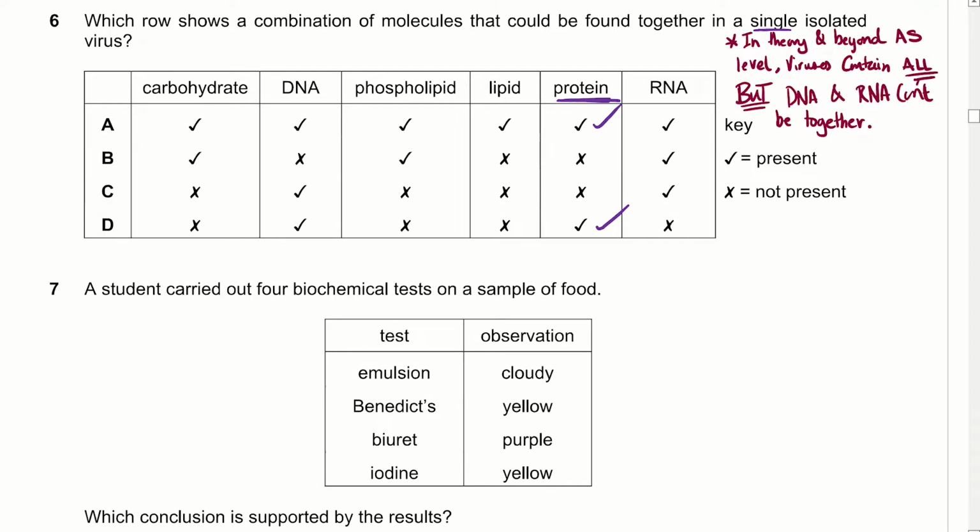Now let's zoom in further into A and D. Here in A, both DNA and RNA are present in the same virus. This cannot be possible. It's either the DNA or the RNA. So A is going to be incorrect. Let's look at D. DNA is present with protein, so the only correct answer is going to be D.